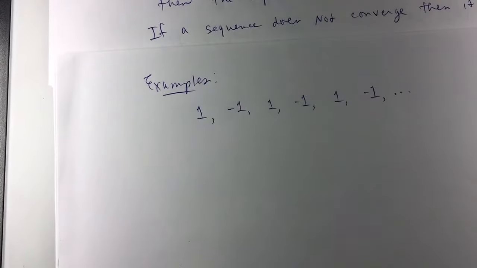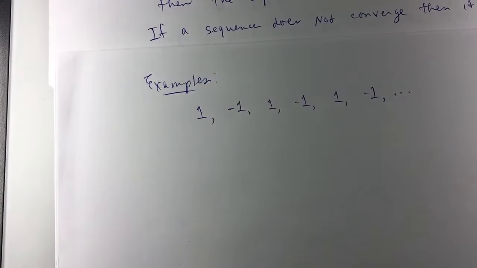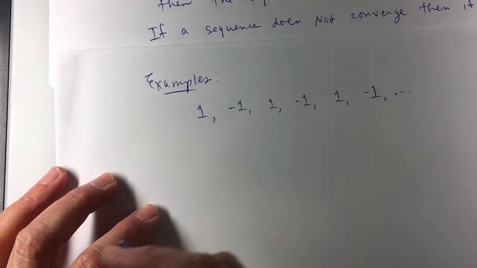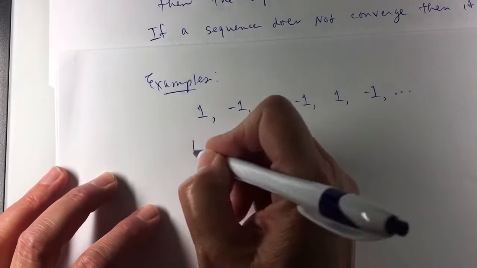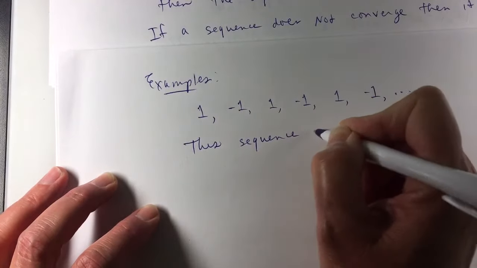This sequence diverges because it never settles down to a certain number. A reason I picked this one, I'm looking at it and I'm thinking, it's not going to infinity or negative infinity. It keeps bouncing back and forth between 1 and negative 1. But since it doesn't settle down to a certain number, this sequence diverges.